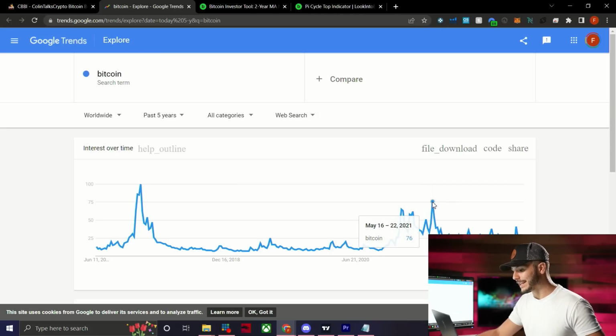And you could see right here back on the Google search terms, May 16th, 2021 was when we peaked out on Google search terms. This was the highest peak we've had in the recent past.